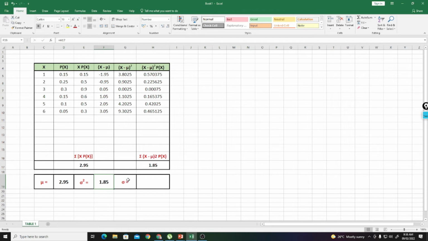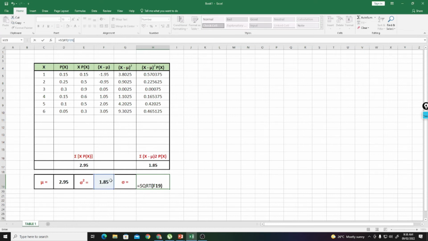Then, lastly, for the standard deviation, para makuha natin to, di ba we need to get the square root nung 1.85. So, that will be equals. Then, we put the word sqrt for square root. Then, saka natin i-key in yung cell. Open parenthesis, then yung cell.